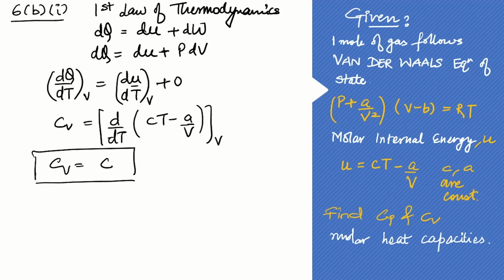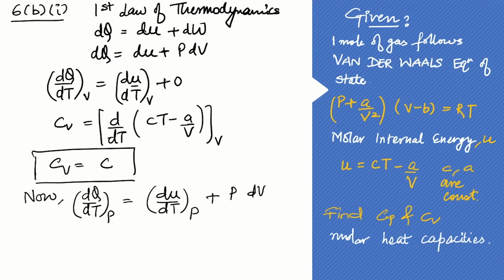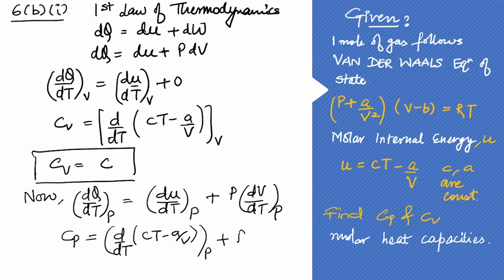So let's find the Cp now. Similarly, differentiating this first law of thermodynamics with respect to temperature at constant pressure, this will give us dU over dT at constant pressure, and this P is constant, so we can take out this P, dV by dT at constant pressure. So we will find dU by dT at constant pressure first. So this is Cp. So this will be Ct minus A over V at constant pressure, and this P dV by dT at constant pressure.